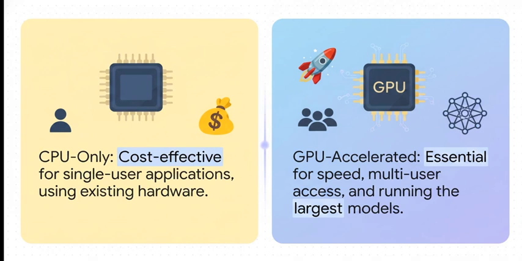So let's just sum it all up. CPU only is your cost-effective, use-what-you've-got option. It's perfect for personal projects and moderate use. But if you're chasing top-tier speed, serving multiple people, or you want to run the absolute biggest and best models out there, a GPU is non-negotiable. It's the classic showdown, really. Cost versus pure, unadulterated performance.